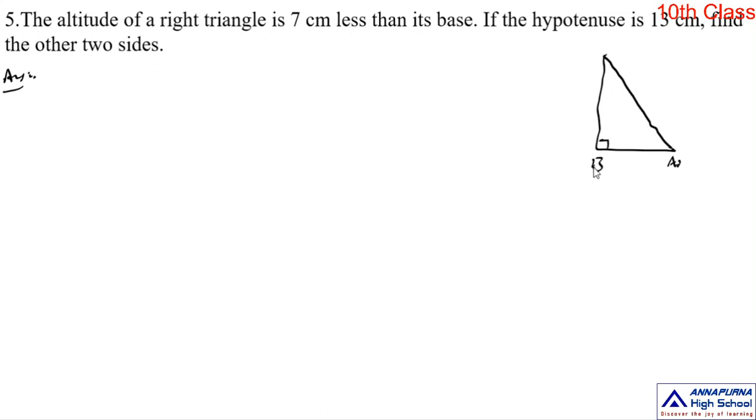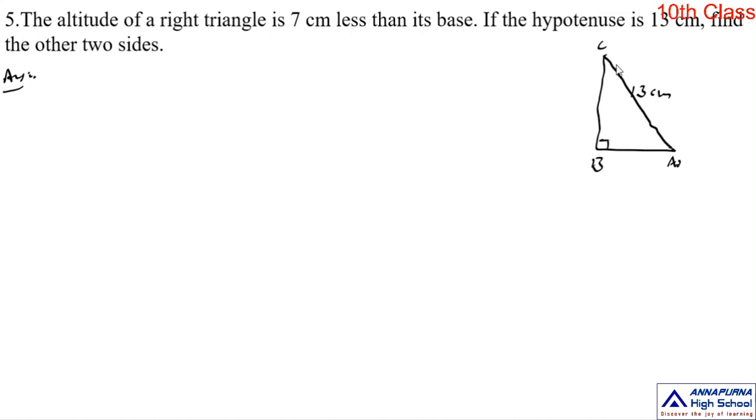So in this right angle triangle, what is the base? AB is the base. Okay, and what is the hypotenuse? AC is the hypotenuse, and this hypotenuse is 13 centimeters, and the altitude is 7 centimeters less than its base. Base is AB. Where is the altitude?